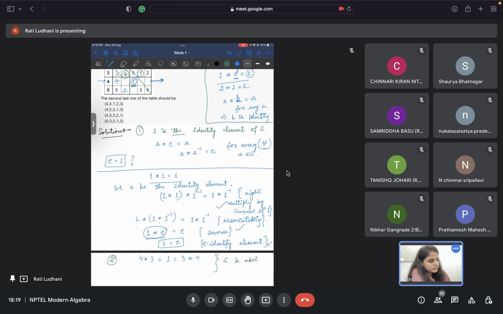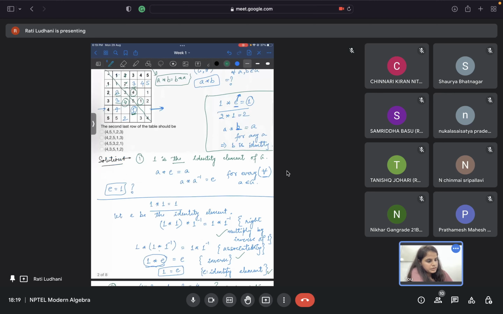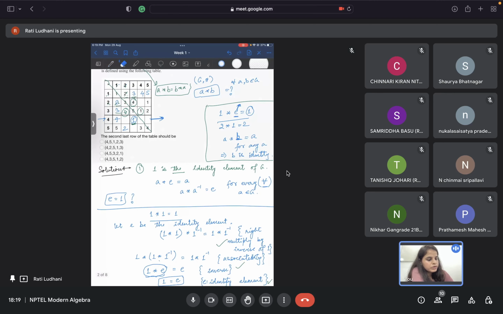Okay, now one more entry you can find in this row, because I'm concerned about the last row, as it has been asked. So can you tell me one more entry I can find? Yes, 4, 5. Great. Exactly, 4, 5. This is 3.